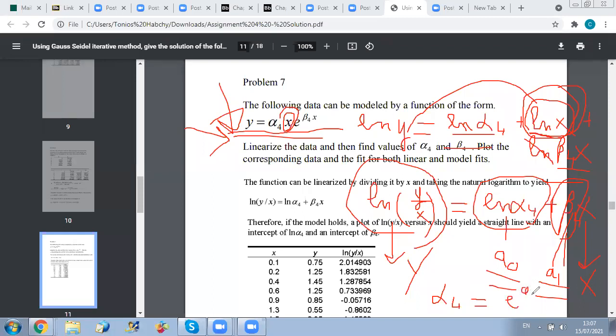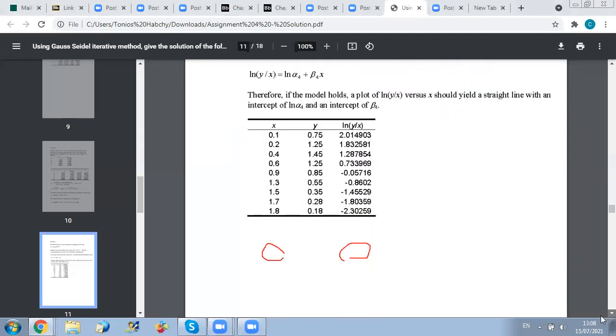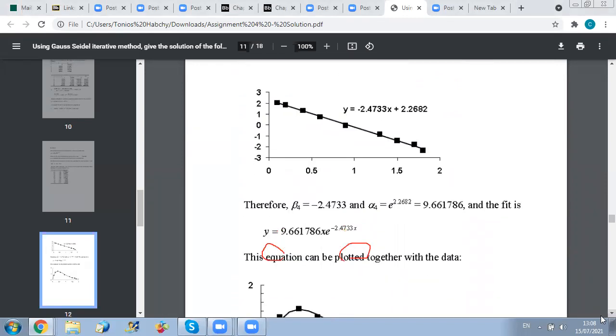So once I do the linear fit, I can use the coefficients of the linear fit to find my alpha 4, beta 4, so that I can draw my function, which is not linear, which is an exponential profile times x. Okay, so now the first step is to linearize my data. When I linearize my data, I do the change of variable. My variables will now be x and ln y over x. From this data, I will come up with coefficients A0 and A1, exactly as I did in the previous problem. When I do so, I come up with my coefficients. So this is A1.